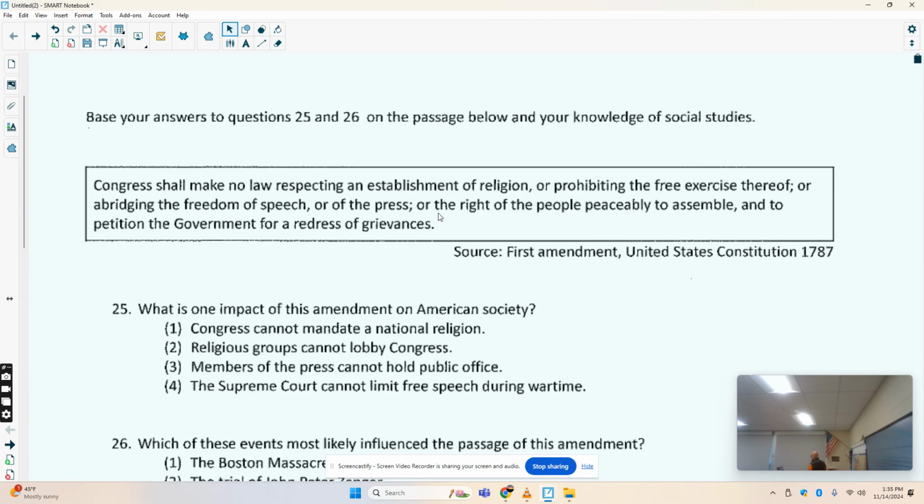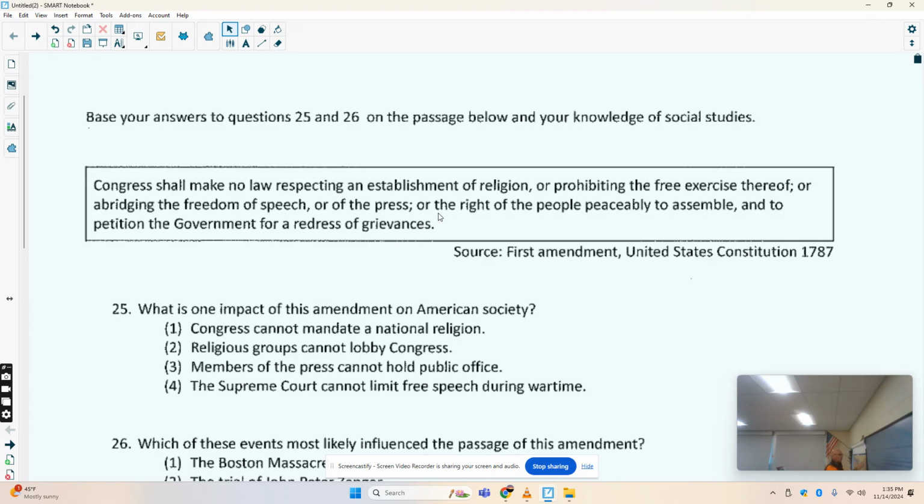What's your stimulus? If you had to pick out the stimulus on this sheet that I just handed out, what's the stimulus? Constitution. It's the what? It's the document that's boxed. Yeah, it's the First Amendment to the United States Constitution, dated 1787. That's your stimulus. Stimulus-based multiple choice. We're going to base our answers to 25 and 26 on the document and on your knowledge of social studies. So let's take a look.